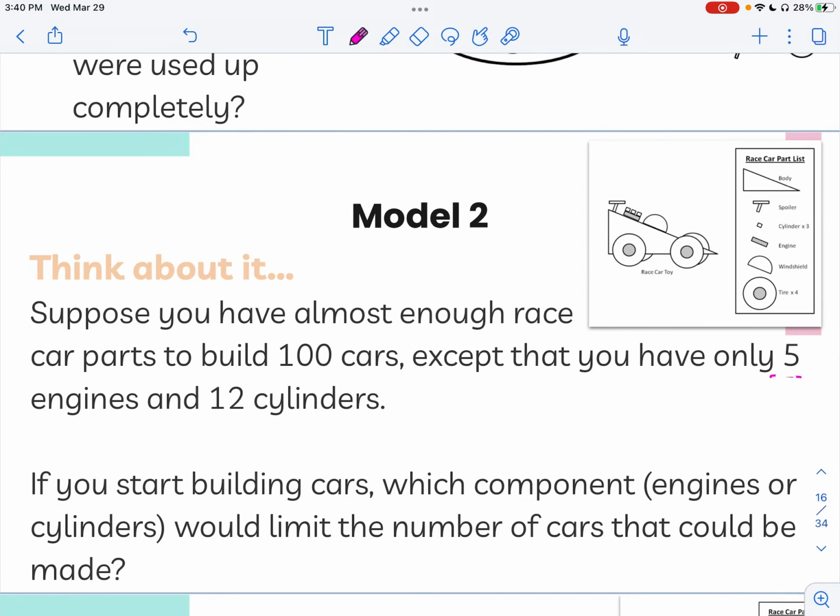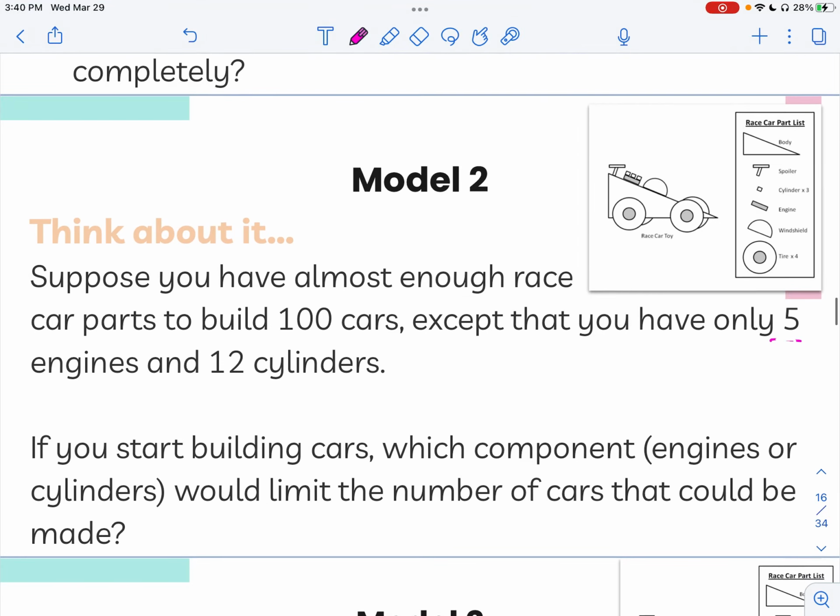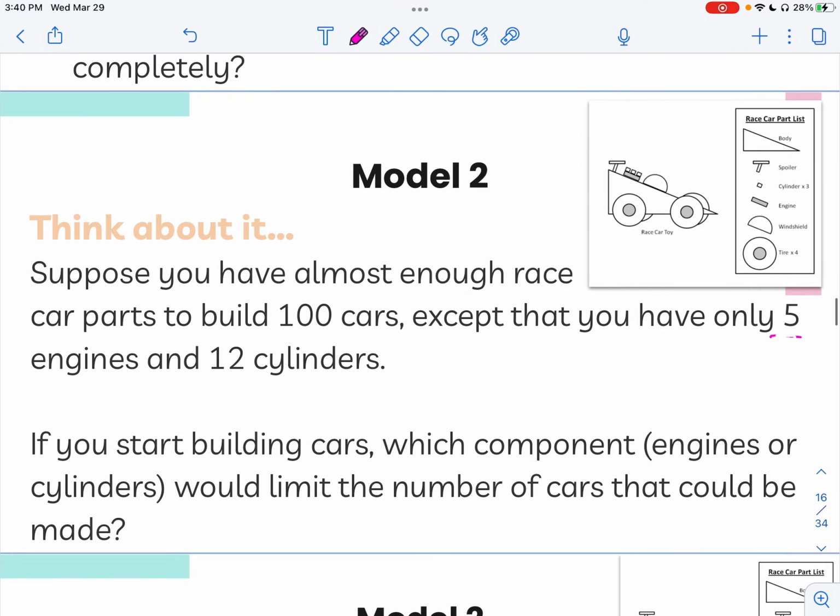Let's talk about Model 2 together. So, in this scenario, we're told that we have some parts. Essentially, we have plenty of parts to make the car, except for we only have 5 engines and 12 cylinders. So, let's look at our car parts.